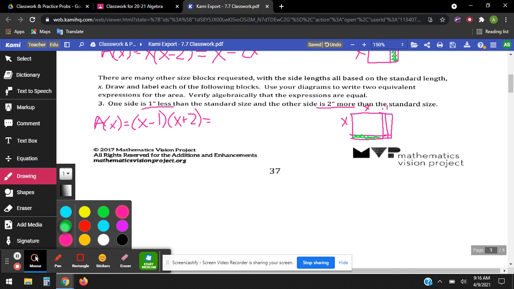So when I solve this out, we are going to do our distributive on this one. So I'm going to do x squared, 2x, minus x, minus x, minus 2. So it's going to look like x squared plus 2x minus x minus 2, which equals x squared, combine these guys, 2x minus x is a positive x, minus 2.